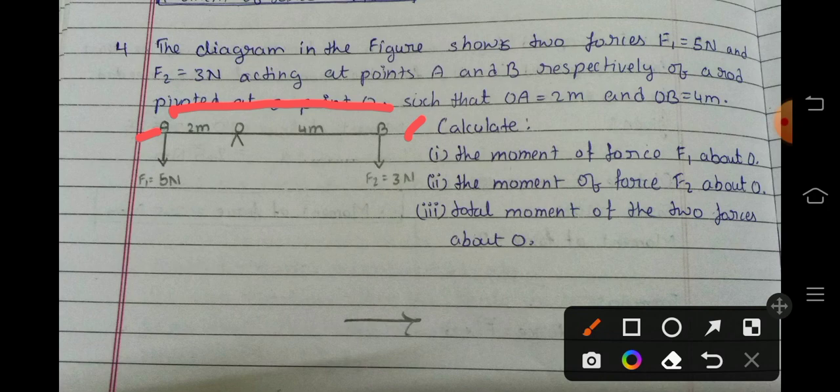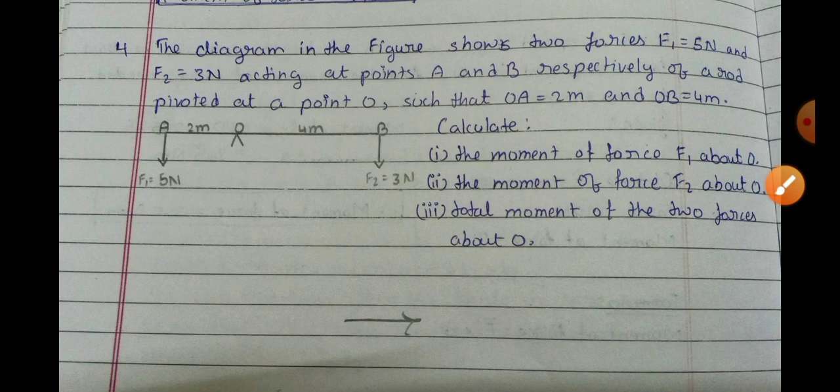At the point A, the force is 5 Newton. At the point B, the force is 3 Newton. One is acting in the anti-clockwise direction and the other in the clockwise direction. For A, the distance is 2 meter and OB distance is 4 meter. It means for the anti-clockwise, the force is 5 Newton into 2 meter, and for the clockwise direction, 3 Newton into 4 meter. Now, what do we have to calculate here?